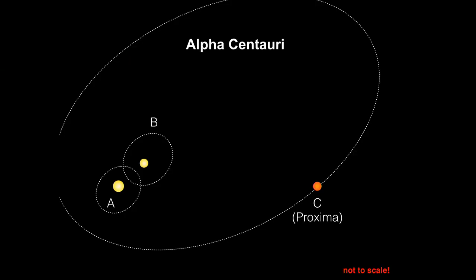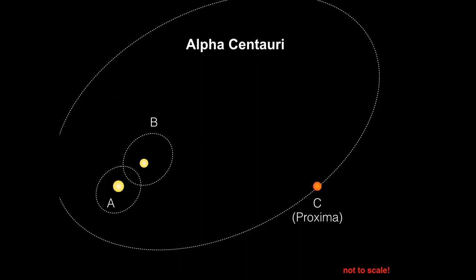There are two close, sun-like stars on a relatively tight orbit, an orbit the size of Neptune's orbit around the sun, and a much more distant star, Proxima, which has an orbit about 10,000 AU in size. And that's the star around which we recently found this planet.